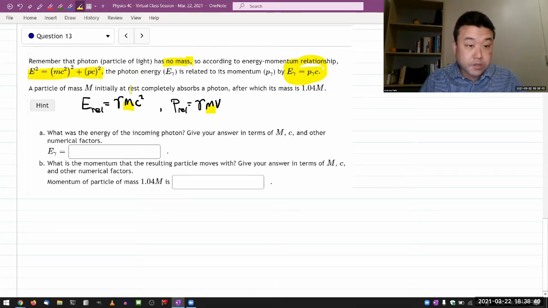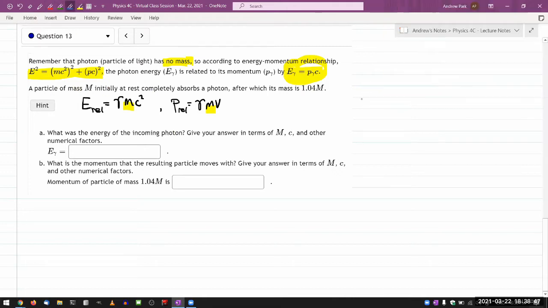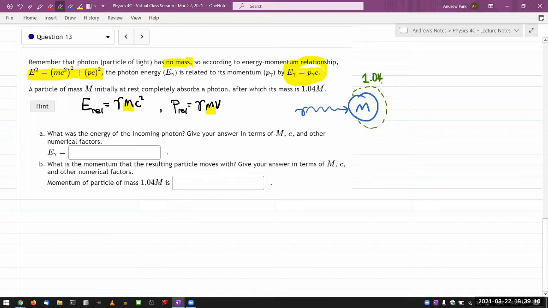So the question says that a particle of some mass m, initially at rest, completely absorbs a photon. So a photon comes in, hits the particle, and then it doesn't really tell us a lot of information. It's telling us that the mass of the particle after the collision is 1.04 m. All right, I guess that's useful somehow.